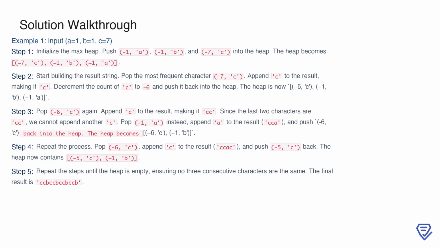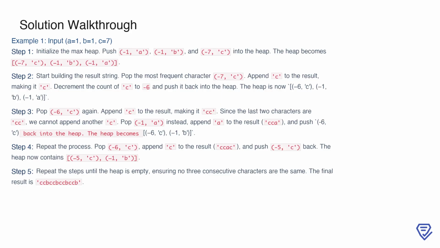To solve the problem, we start by initializing a max heap to keep track of the character frequencies. Here, we push the negative counts of A, B, and C into the heap since Python's heap implements a min heap by default. For the input A equals 1, B equals 1, C equals 7, the heap begins as -7, C, -1, B, -1, A, with the most frequent character C at the top.